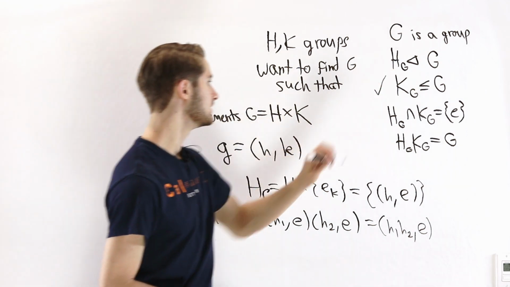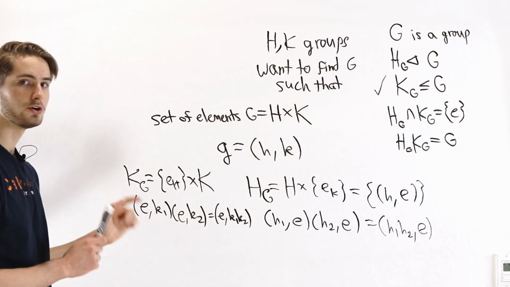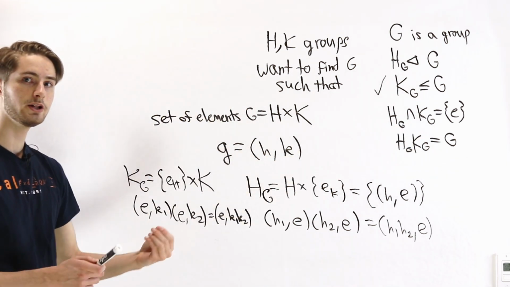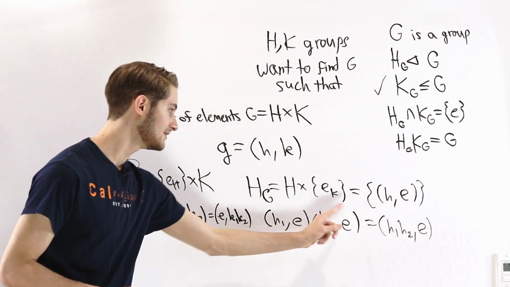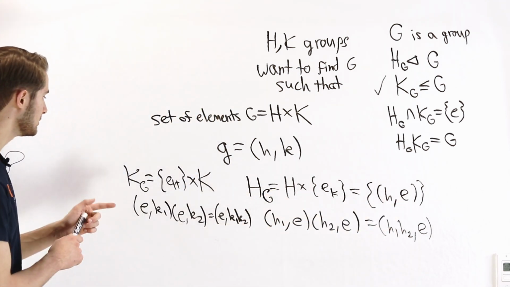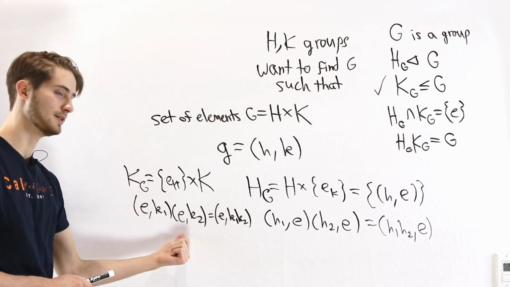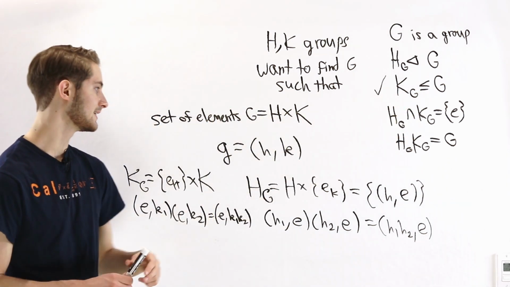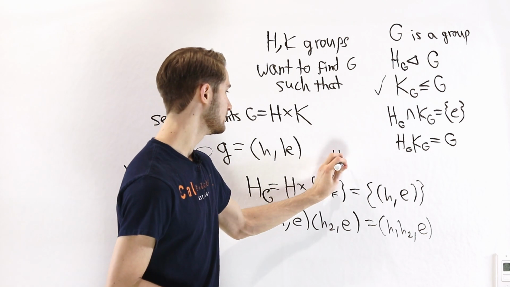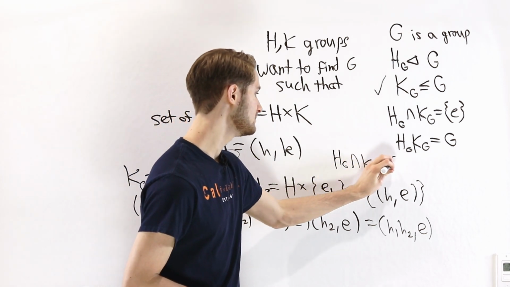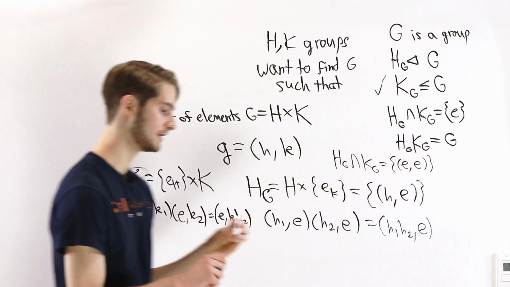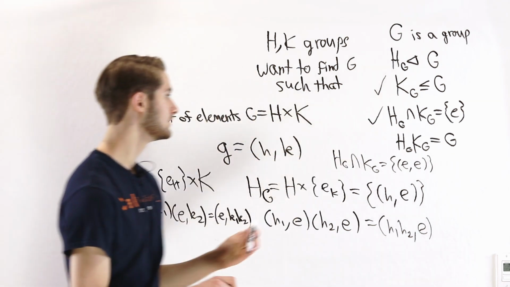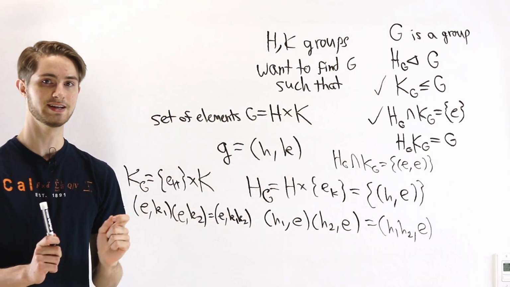We've satisfied the condition of K being a subgroup, and also note that we can look at H intersect K, because for an element to be in H, we need that the second thing in the pair is the identity. For an element to be in K, we need that the first thing in the pair is the identity. So to be in H intersect K, both the first and the second elements need to be the identity. And so H intersect K is just going to be the element (E, E), or in other words, the identity element in our new group. So we've also satisfied the condition that the two subgroups intersect just at the identity.